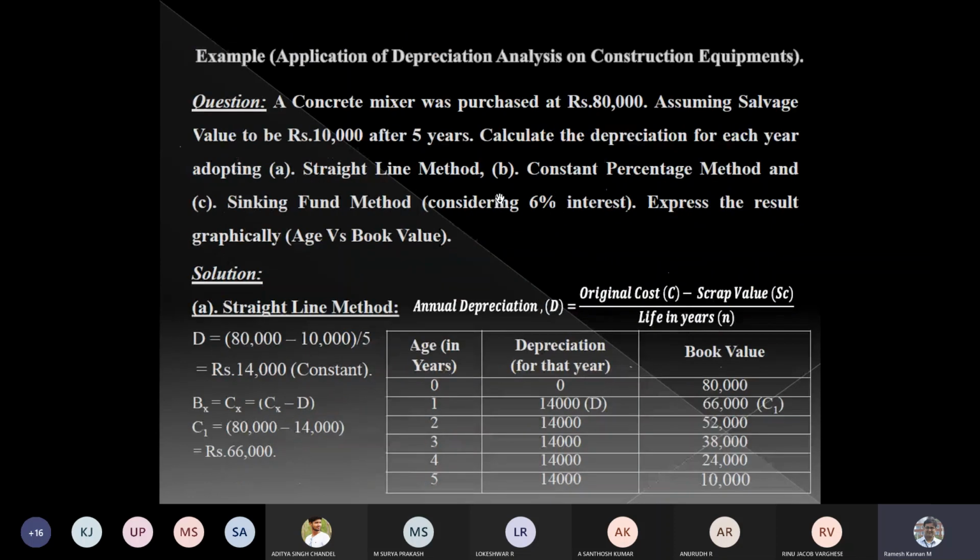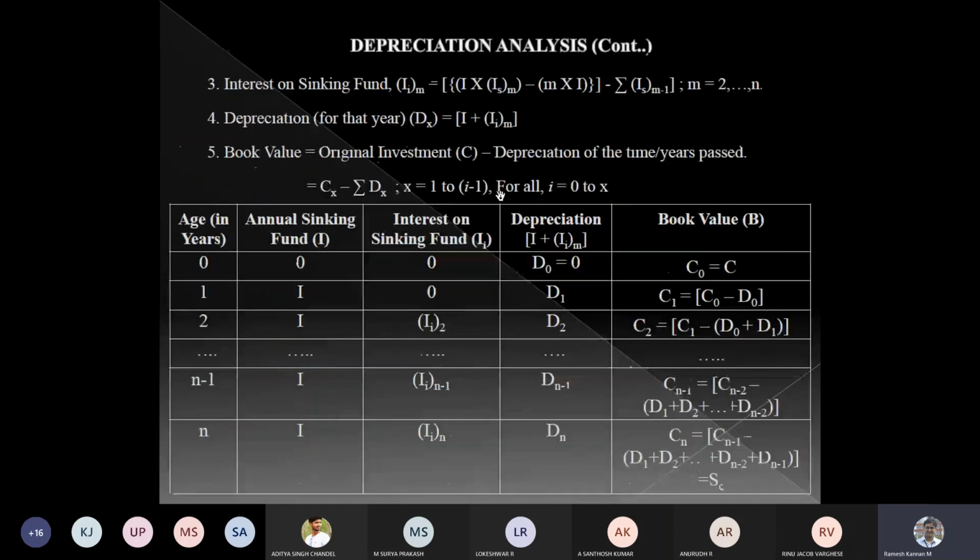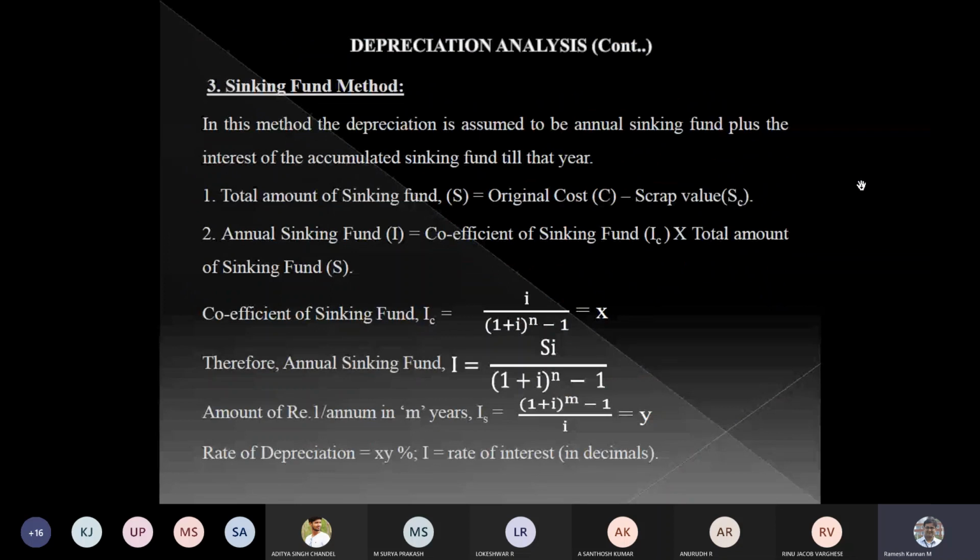Now we'll go to the sinking fund method. So this is a little confusing. Just kindly pay attention to it. It will be a little difficult to understand. The reason is that this is purely the financial management stuff. So it involves the interest and also the rate of interest and something like that.